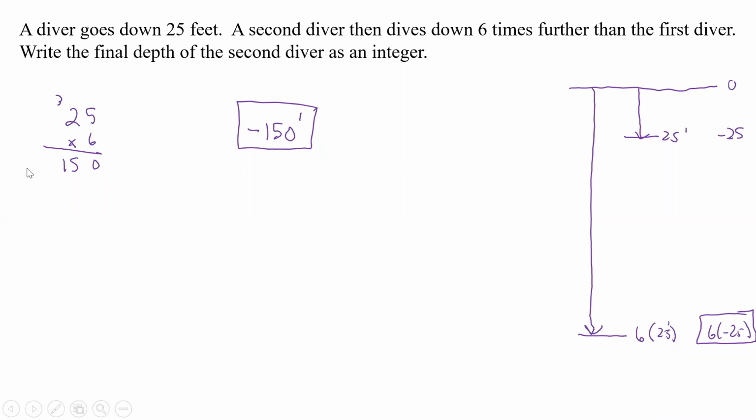Okay. Again, you just have to kind of sometimes draw a picture to see what it is. And we went down 25 feet. And so what does that mean? Well, from 0, it's going down, it's negative 25. And then this one's 6 times that, so we're taking 6 times the negative 25. And once we do that multiplication, we get our value. All right, so that's all I have here.